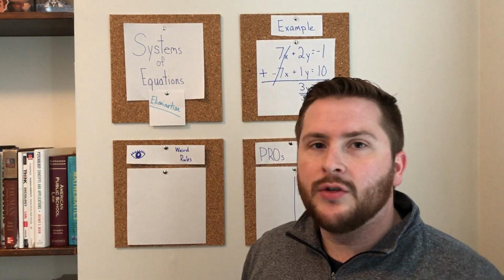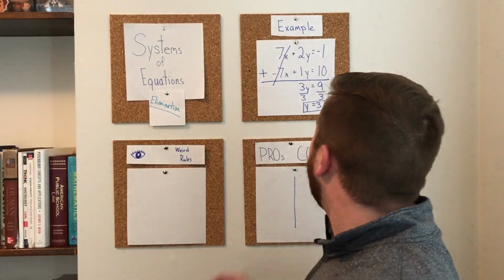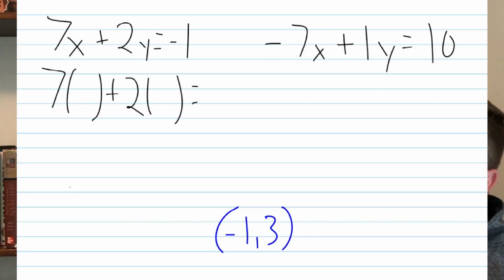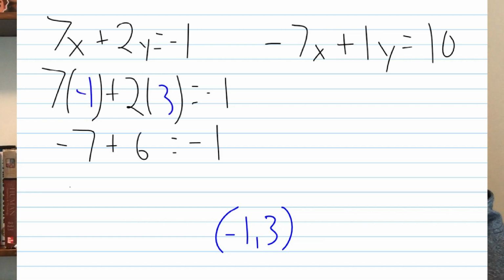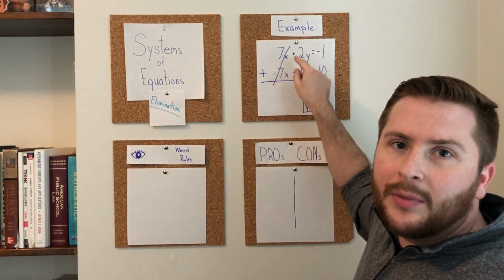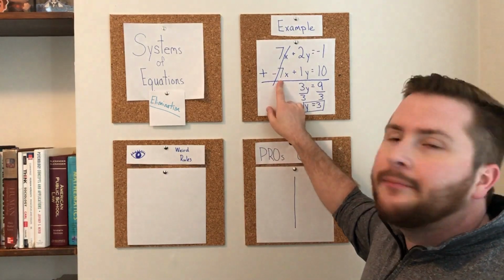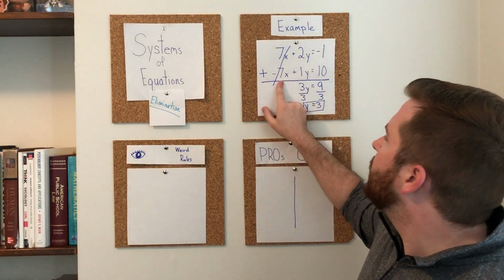Just like in the other ones, you do want to check your solutions. So plug in both of them to see if it comes out right. If I plug in negative 1 for x, 7 times negative 1 is negative 7, plus 2 times 3 is 6. Is negative 7 plus 6 negative 1? It is.